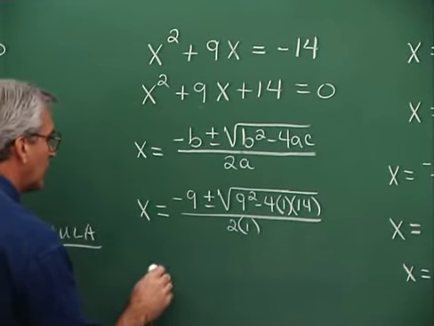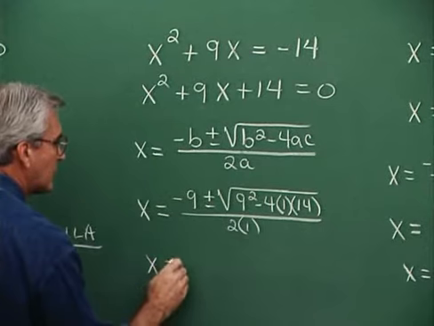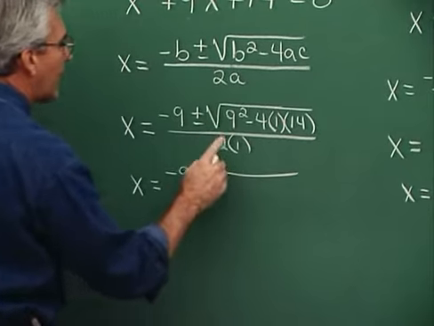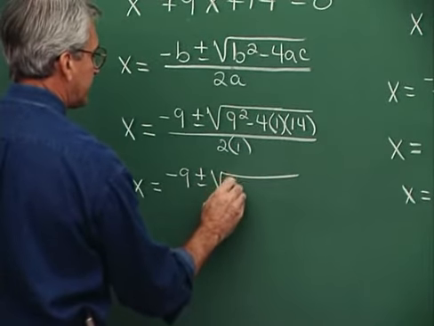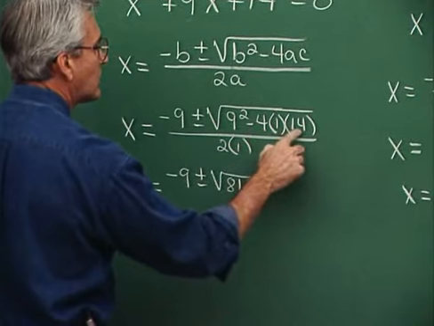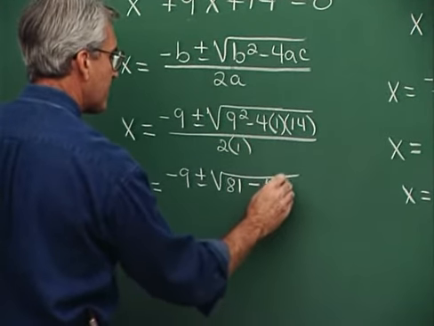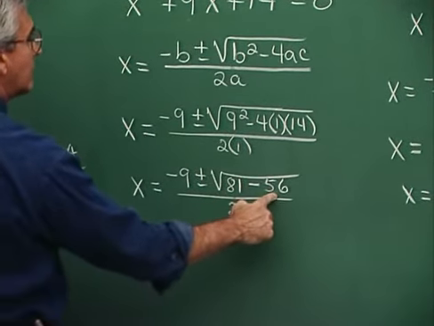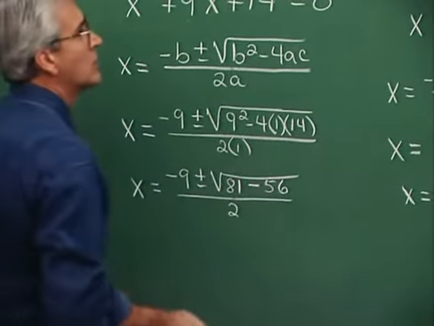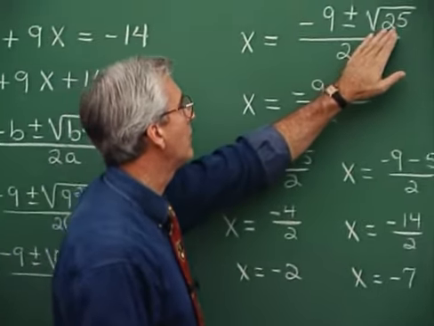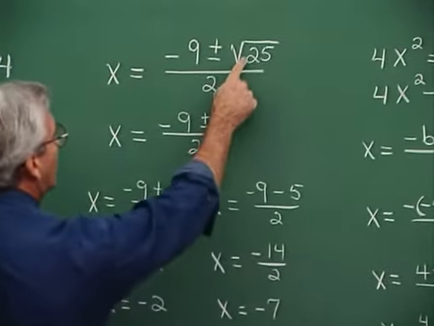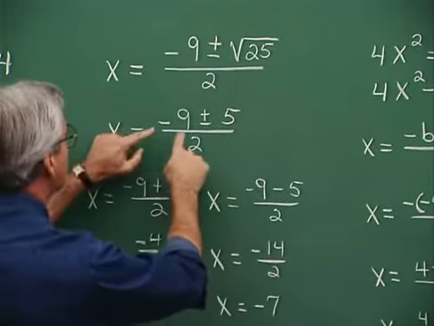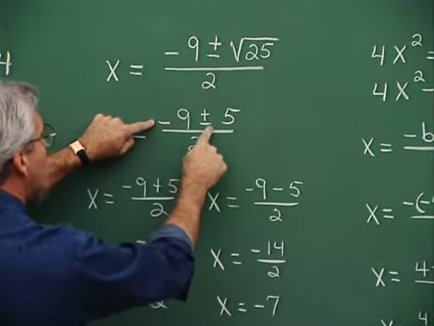Now it's time to start to perform operations that are indicated here. So we have minus 9 plus or minus, and now most of our work is under the radical. 9 squared is 81. And then let's see, this is minus 4 times 14. That's 56. And all of this is over 2. And now 81 minus 56 turns out to be 25. Let's go up here. So we have minus 9 plus or minus the square root of 25 all over 2. The square root of 25 is 5. And now this represents our two answers. We have minus 9 plus 5 over 2 and minus 9 minus 5 over 2.